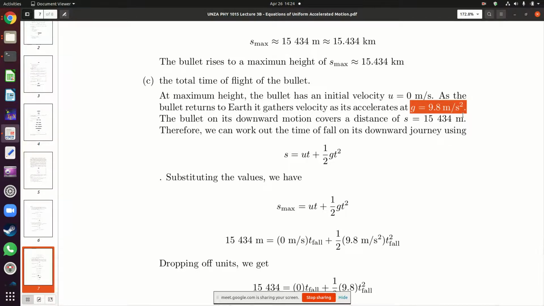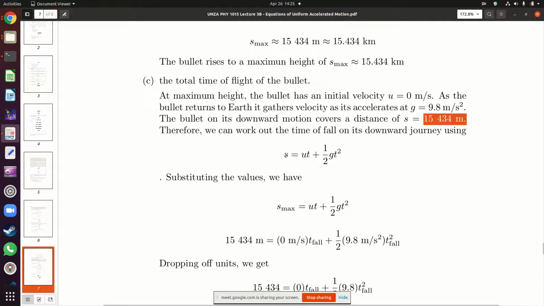We also assume that the bullet is going to move through the same height as it went up. So if the height is the same, then we make the assumption that S-max, the distance from the ground up to maximum height, and the distance through which the bullet comes down, is the same. It will be 15,434 meters. So this is the assumption which we make.